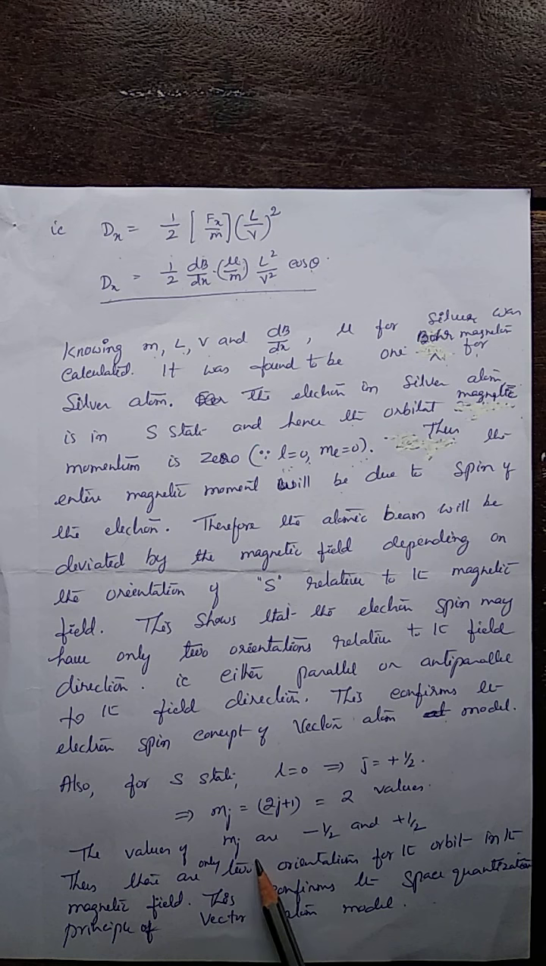What does this Mj give? The orientation of the orbit with respect to the direction of the magnetic field. How many orientations? Only two, which means the orientations of the orbit of the electron are also quantized, which is nothing but space quantization. This other feature, space quantization of vector atom model, is also confirmed. This is how the Stern-Gerlach experiment provides the proof for the features of vector atom model.